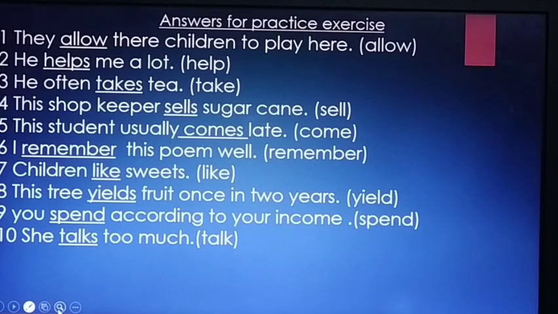The next sheet is showing the answers for the practice exercise.